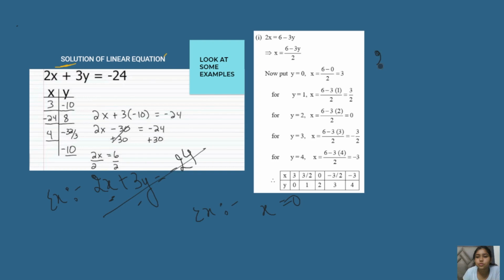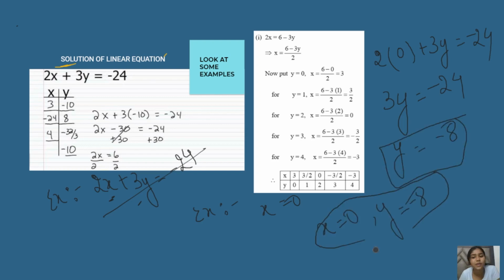So we'll get 3y equals to minus 24, or y equals to minus 8. This is what we get, right? When we put x equals to 0, y comes out to be minus 8. This is a hit and trial method only. You just have to put various values of x and then find out the y value. Okay, so this is what we can do.